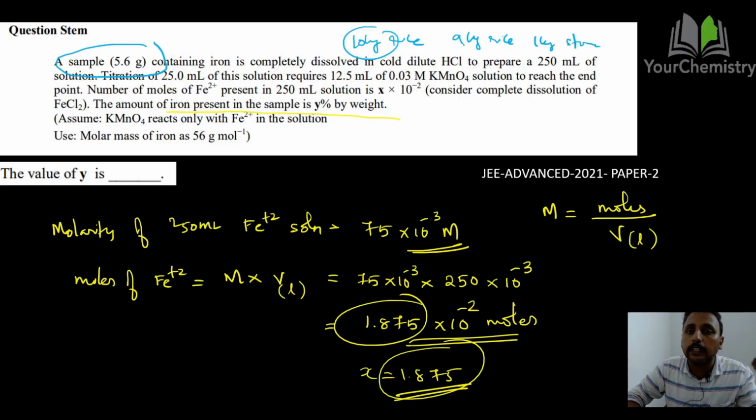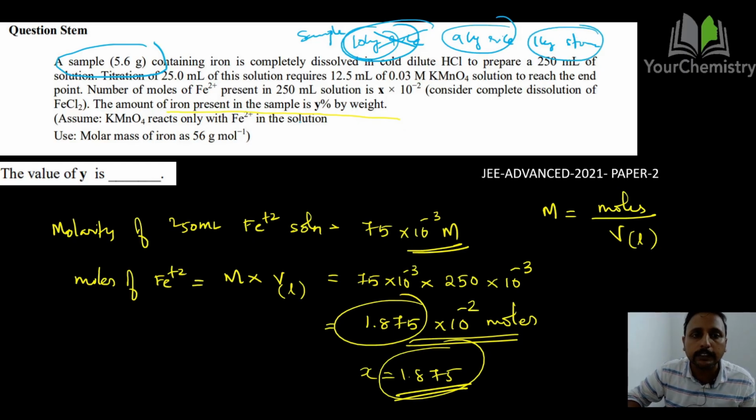That means this is a sample. It is not purely rice. This sample of rice contains not just rice; in addition to rice, it may contain some impurity also. So what does it mean? Out of this 5.6 gram, it is not completely iron. So they are asking what is the percentage of iron in that sample.